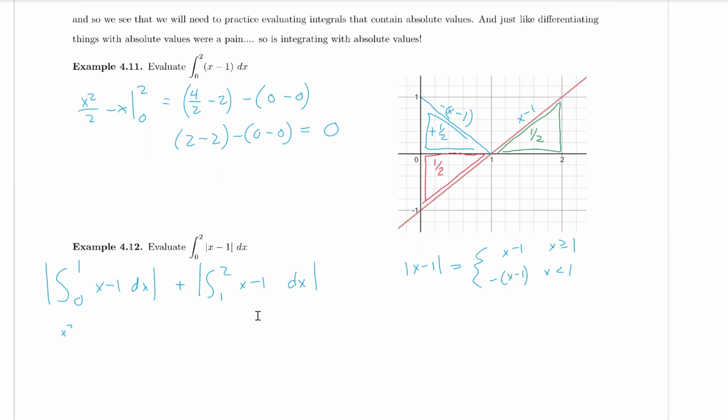Let's go and see how that works out with the calculus. So we're going to do x squared over 2 minus x evaluated from 0 to 1.